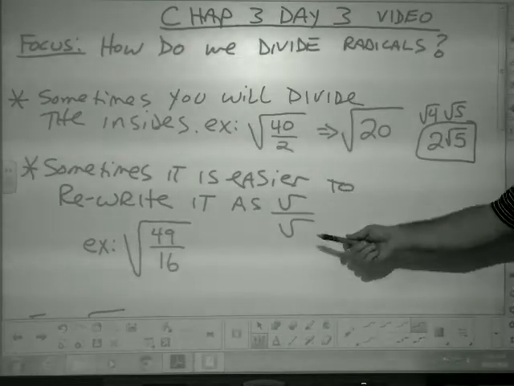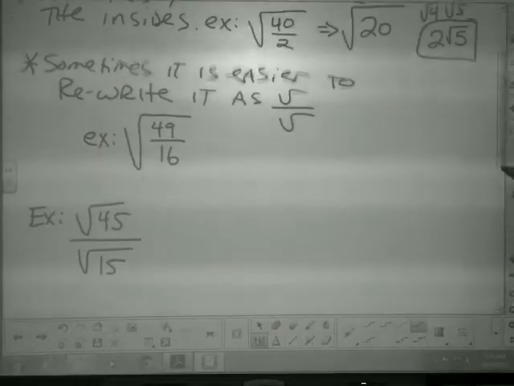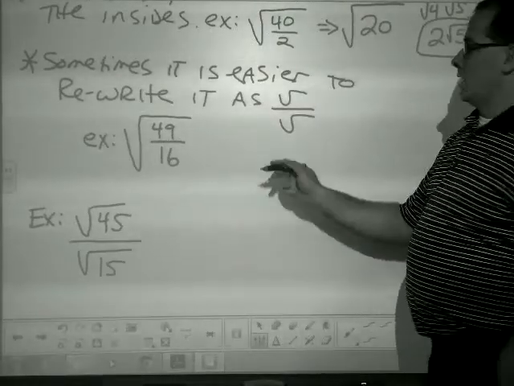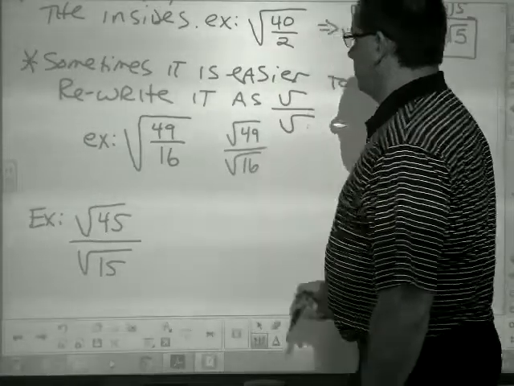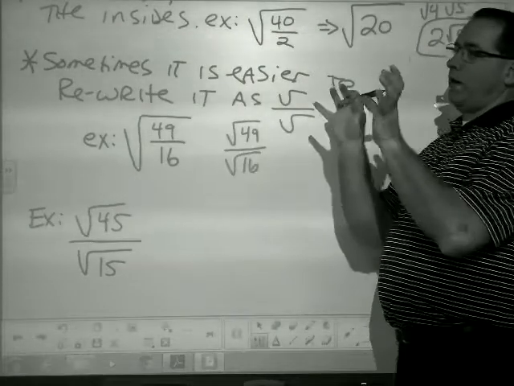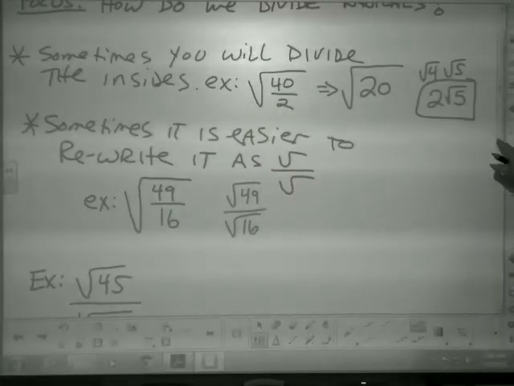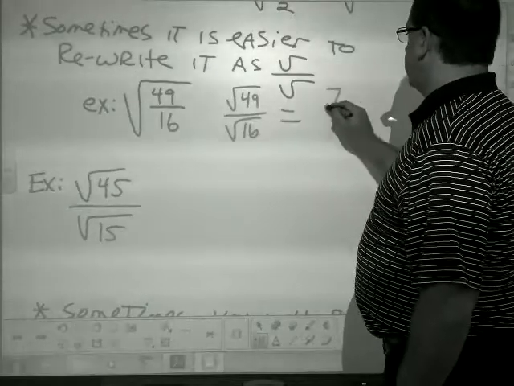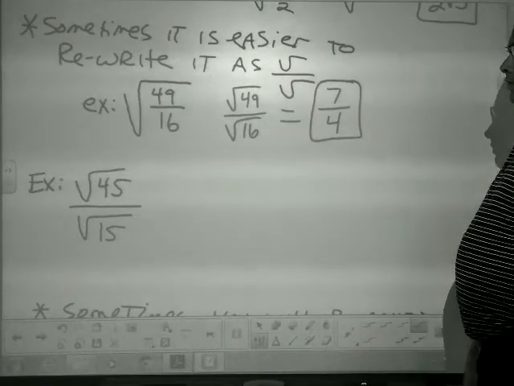Sometimes it's easier to rewrite as a radical divided by a radical. Okay? So for example, if we look at the square root of 49 over 16, boy, those are perfect squares. I'm just going to rewrite this as the square root of 49 over the square root of 16. I don't know what 49 divided by 16 is, but I know that just like when we multiply, we break them apart into two radicals, just like we did here. Took 20 and broke it apart. We can take a division problem and break it apart. Now I know the square root of 49 is 7, and the square root of 16 is 4, so my answer is 7 over 4.